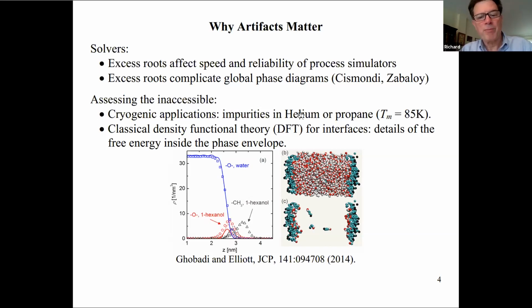So another problem is accessing the inaccessible. I talked about this one before. And then I touched on this a little bit, the idea that we need to know the density. We need to know the properties all the way from the liquid density to the vapor density. And here what we're looking at is a vapor-liquid interface of hexanol dissolved in water. And you can see there's a lot of different densities floating around here.